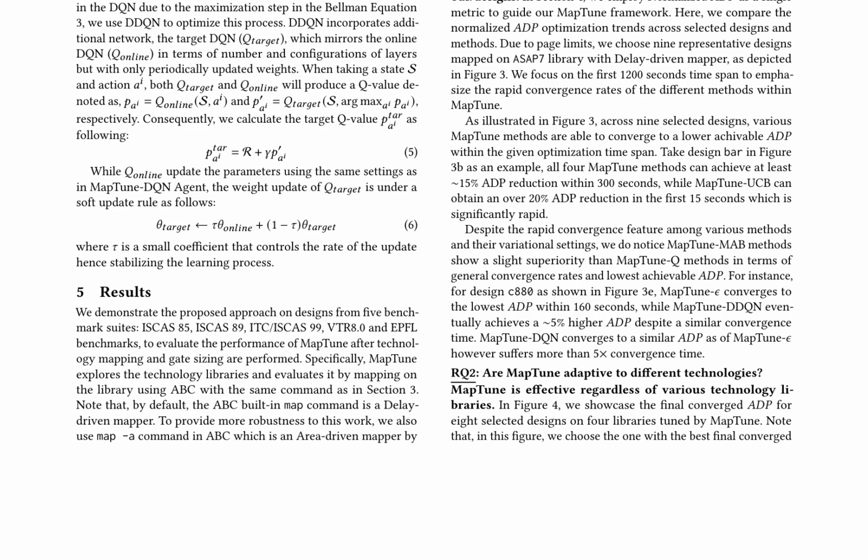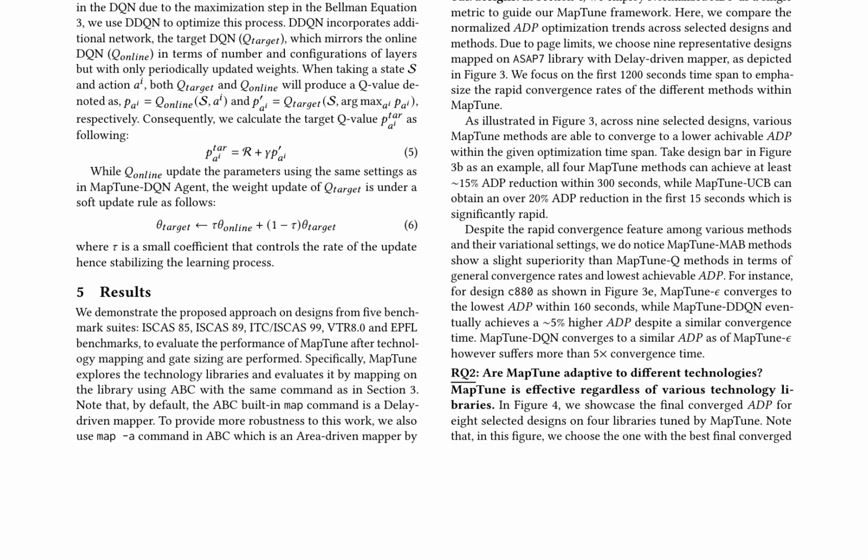RQ1: how effective is MapTune in optimizing ADP? RQ2: are MapTune adaptive to different technologies? And RQ3: how sensitive is MapTune to the sampling size? The results indicate that MapTune is able to converge rapidly to a lower achievable ADP, and is effective regardless of the technology library used. Additionally, the results demonstrate that MapTune MAB methods show a slight superiority over MapTune Q methods in terms of general convergence rates and lowest achievable ADP.